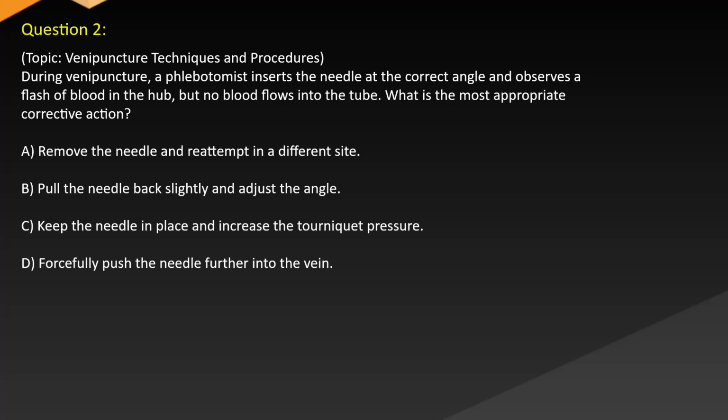A. Remove the needle and reattempt in a different site. B. Pull the needle back slightly and adjust the angle. C. Keep the needle in place and increase the tourniquet pressure. D. Forcefully push the needle further into the vein.